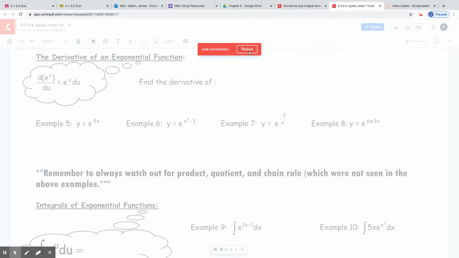Once again, we're trying to reload here. Let's see. As this is loading, I'll pause this until it loads.